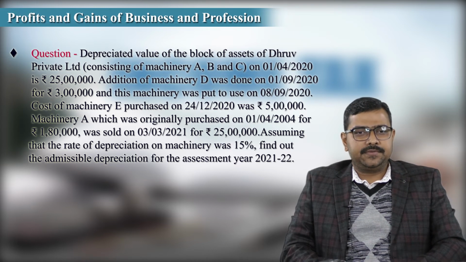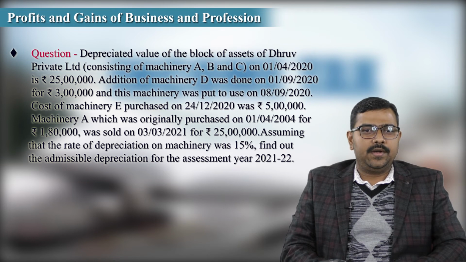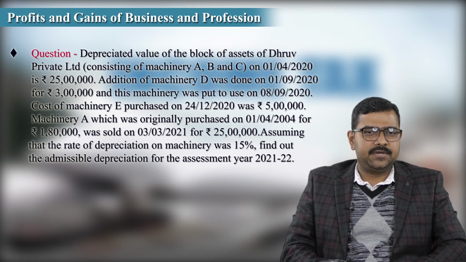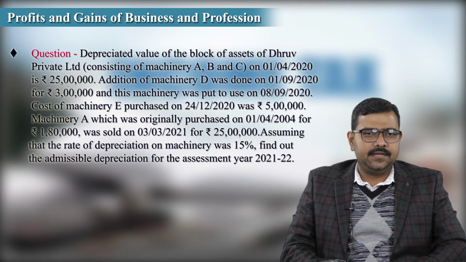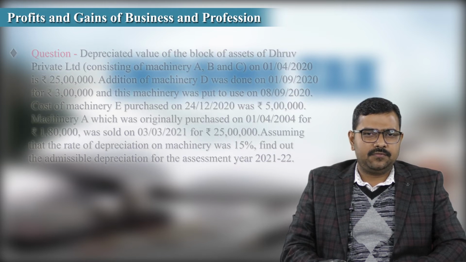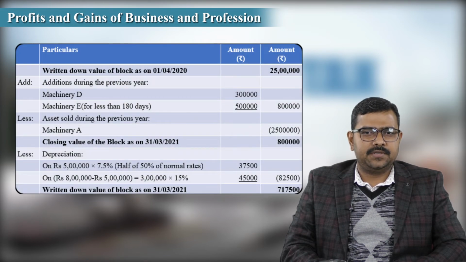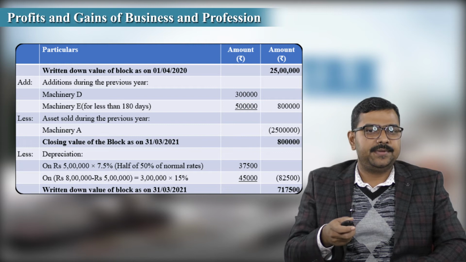So, in this question we have three assets in the beginning, machinery A, B and C, then addition of machinery D was done for rupees 3 lakh and addition of machinery E was done for rupees 5 lakh. So, we had three machines in the beginning of the year and after that we purchased machinery D and machinery E and we sold machinery A on 3rd March 2021. Now, we shall see how depreciation will be calculated.